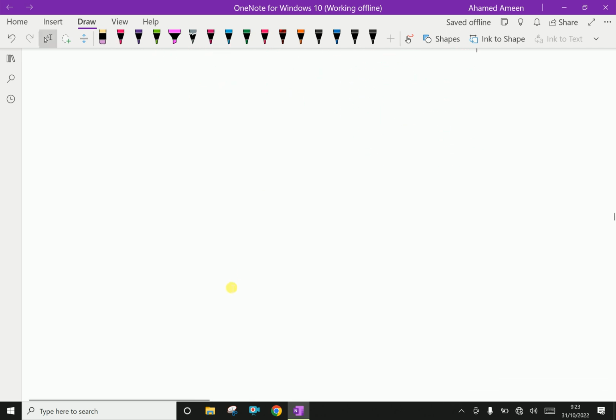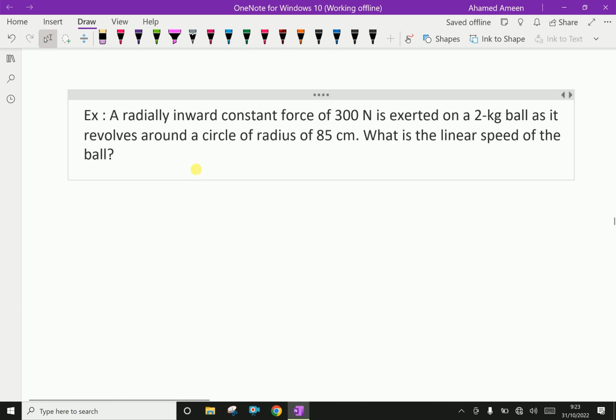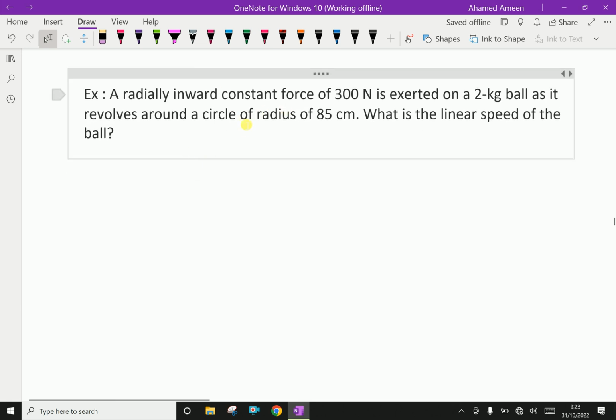Next question. A radially inward constant force of 300 Newton is exerted on a 2 kg ball as it revolves around a circle of radius 85 centimeter. What is the linear speed of the ball?